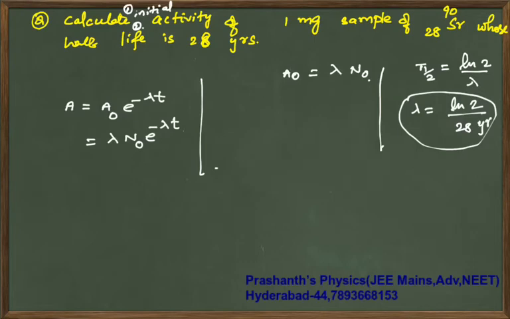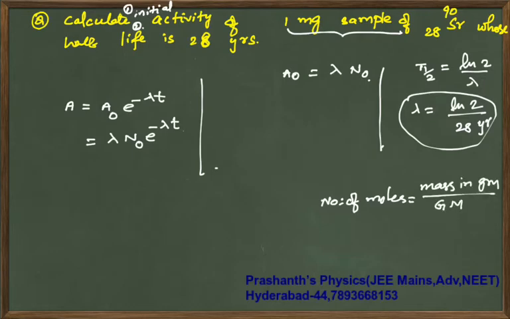Now N naught, without giving N naught, what has he done? He gave a 1 mg sample of strontium. So first, your Avogadro number and number of moles. If we calculate, number of moles is mass in grams by gram molecular weight. Your mass in grams is 1 milligram, which is 10 power minus 3 grams.